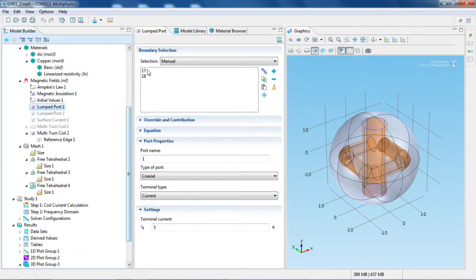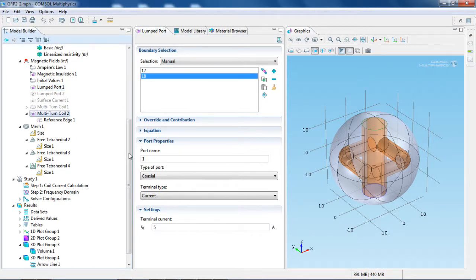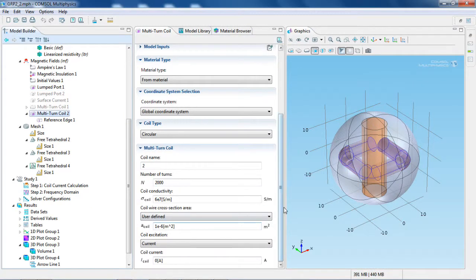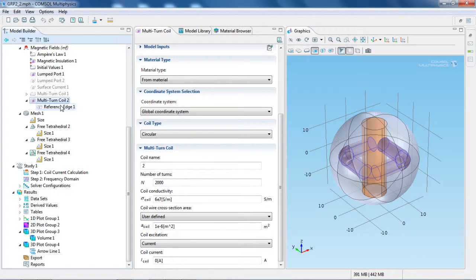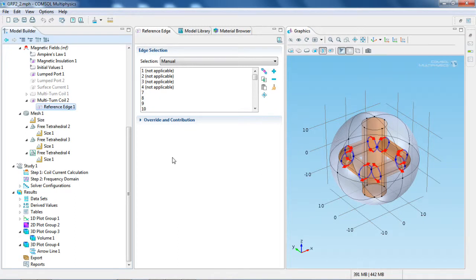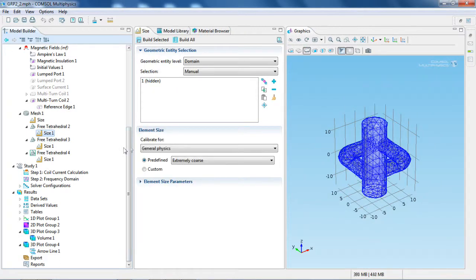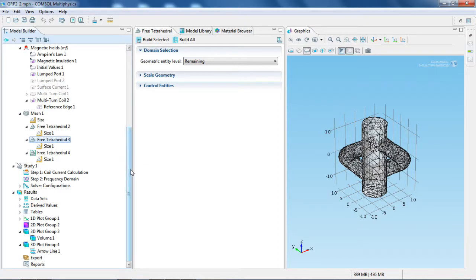The lump port was set up exactly as the previous model, whilst the multi-turn coil was set up with exactly the same turns and the same coil direction. A variable mesh was again used, where the Rogowski coil was subjected to the finest mesh.